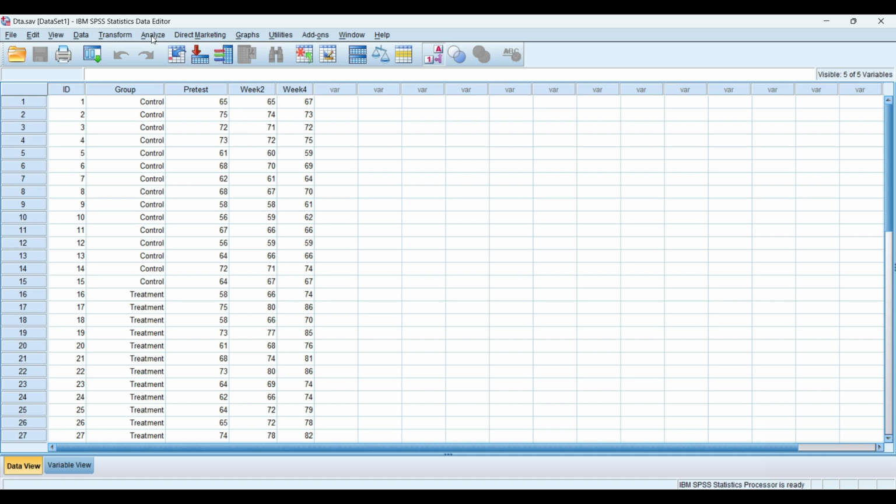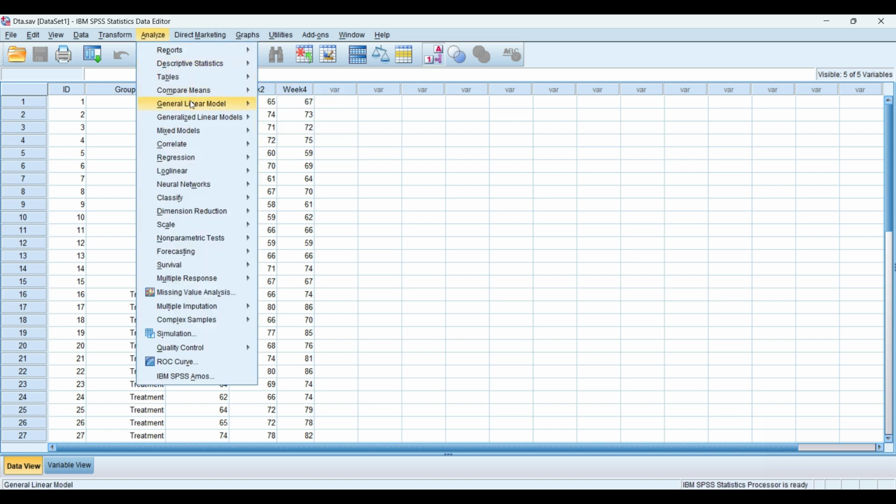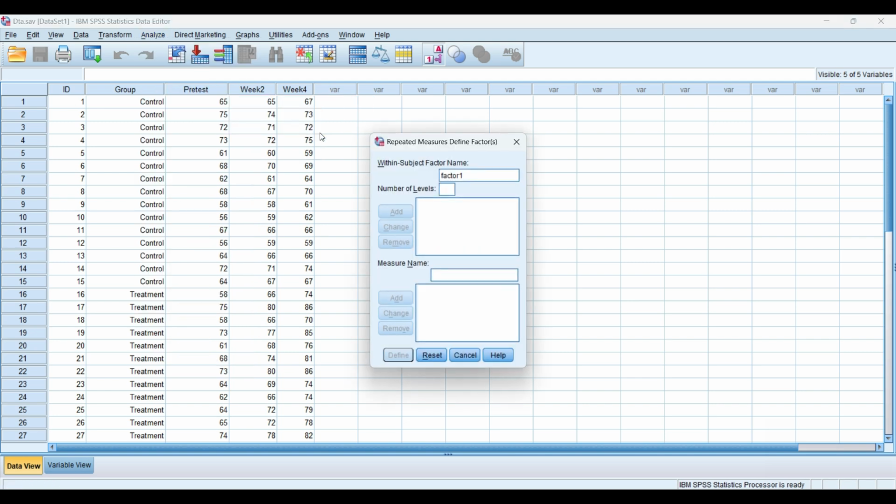So we will go to Analyze, then click on General Linear Model and click on Repeated Measures. So we need to specify the factor. It means we have 3 dependent variables and 1 independent variable, group. In this case, we can consider pre-test, 2 week and 4 week as time. We can also consider it as day. So we can put it time.